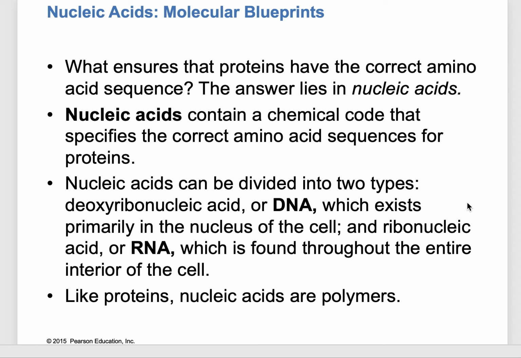And there are two different types of nucleic acid. That's DNA, which exists in the nucleus of the cell, the center of the cell, and RNA, which stands for ribonucleic acid, which is found in the cytoplasm throughout the entire interior of the cell. Okay, just like protein, nucleic acids are polymers of single units known as nucleotides. All right, we'll look at that in a minute.